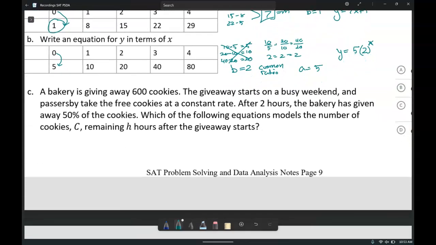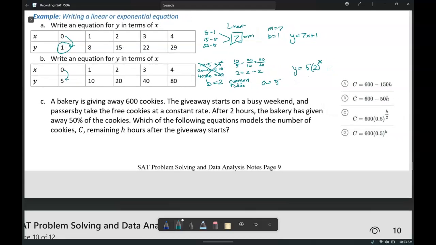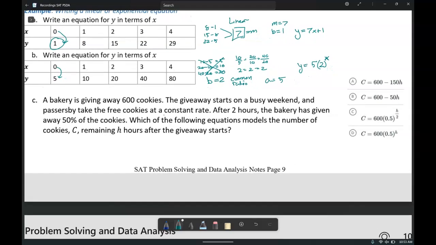A bakery is giving away 600 cookies. The giveaway starts on a busy weekend and passersby take free cookies at a constant rate. After 2 hours, the bakery has given away 50% of the cookies. Which of the following equations models the number of cookies remaining h hours after the giveaway starts? So here we have to look at, is it exponential or linear? Because they're giving away cookies at a constant rate, it has to be linear. So we can ignore any exponential functions. Then we have to find the starting value and the rate of change. Well, they started with 600, so our b value is 600.